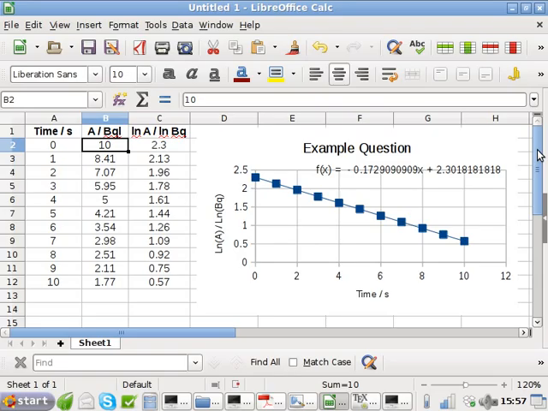Okay, you got this? Now, you won't have a computer program to make the equation here for you. So we estimate the slope here by drawing a triangle. So here, what number is that? That's 2.25 minus, what's that, about 0.6?